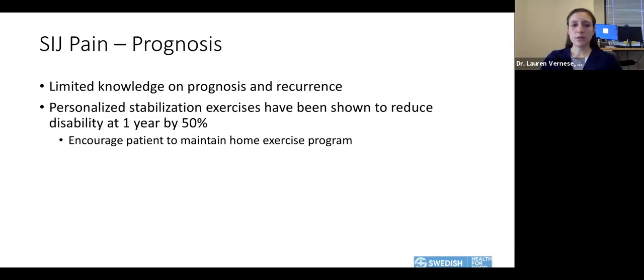Okay, so what's the prognosis on sacroiliac joint pain? Unfortunately, we don't really have great evidence for this. Just in general, chronic low back pain, about 90% of people will have improvement, typically within about 6 months, max a year. And then those other 10% will typically go on to have chronic low back pain and some form of disability. There was a study done in 2004 that demonstrated that people who have a personalized stabilization exercise program, and they went to a physical therapist, got a home program dedicated to that person, will have 50% reduction in disability compared to someone who did not do that. So I really encourage patients to maintain the home exercises to prevent long-term complications or consequences of sacroiliac joint pain.